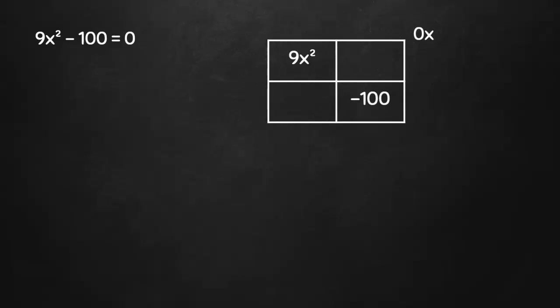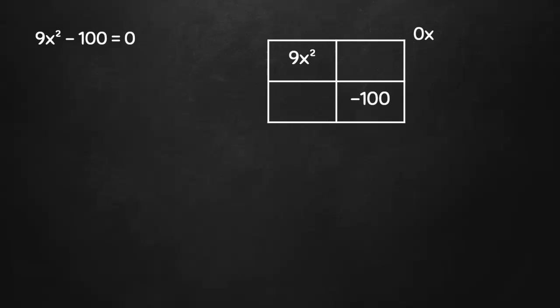In this example, I see two things that are different. I have a 9 in front of my x squared, and I only have a c value, or a constant. So I can go ahead and put what I have in my area model, or my box method. Now notice that I did put a 0x because I don't have a b value in my question.